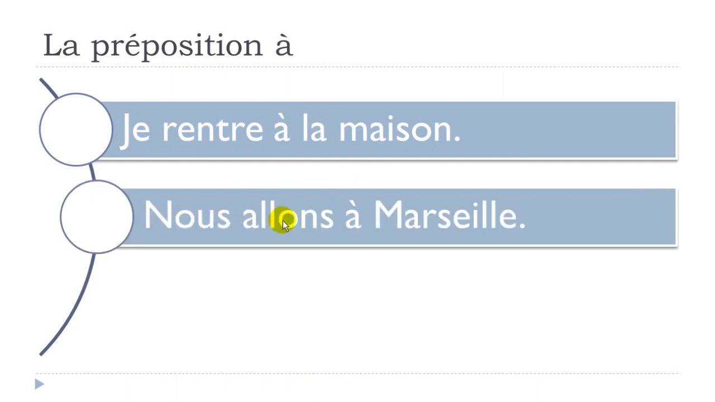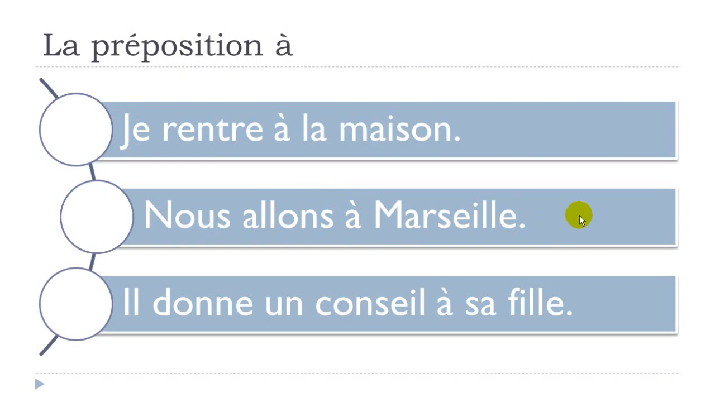Second thing, nous allons, aller is to go, okay, à Marseille. Nous allons à Marseille. Okay, so we go to, all right, so in that case you should use this preposition à. Then, il donne un conseil, donner is to give, un conseil, an advice, so he gives an advice à sa fille, his daughter. So in that case, to his daughter, you should also use this preposition à. Okay, so je rentre à la maison, nous allons à Marseille, il donne un conseil à sa fille.